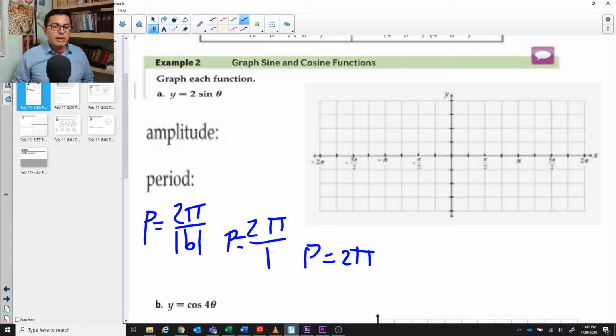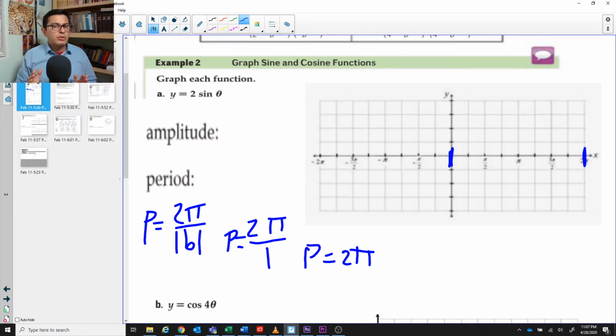Now, what does this tell us about our graph? This tells us that a whole cycle is going to last exactly 2 pi units. That means that our cycle is going to end at 2 pi. Now, it's going to begin at this point right here, this 0 mark. The whole graph is going to take place within those bounds.